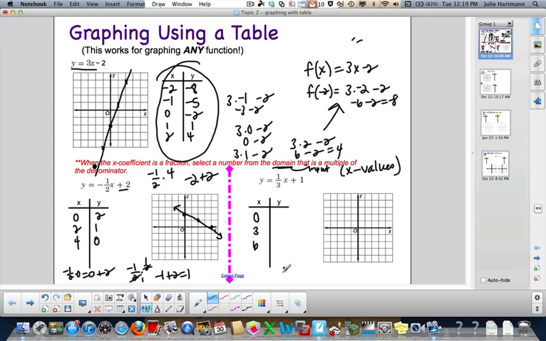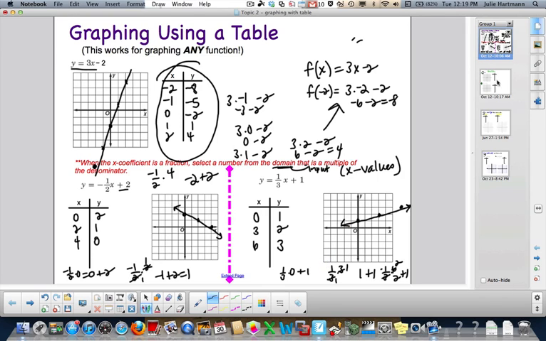So now 1/3 times 0 is 0, plus 1 is 1. 1/3 times 3, so a third of 3. You reduce that, you get 1, plus 1 is 2. And then a third of 6, 3 goes into 6 twice, 2 times 1 is 2, plus 1 is 3. So there are points 0, 1, 3, 2, and 6, 3. So there are your points, and that's what your graph looks like. And there you go. That's how to graph using a table.